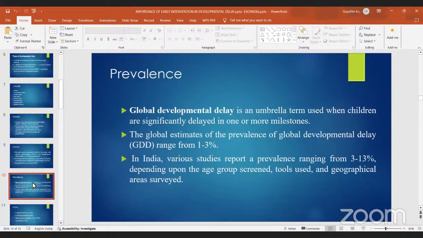Next, prevalence. Global developmental delay is an umbrella term used when the baby is delayed in more than one or two milestones. In overall global developmental delay, it ranges between 1 to 3%. In India itself, it has been growing from 3 to 13% within a year. So we want to concentrate on the many people who are not aware of developmental delay. They come for treatment only after the baby has a problem. But early intervention mostly concentrates on 0 to 3 years.